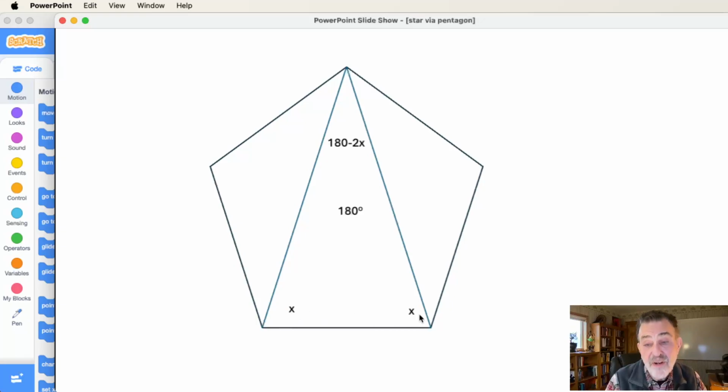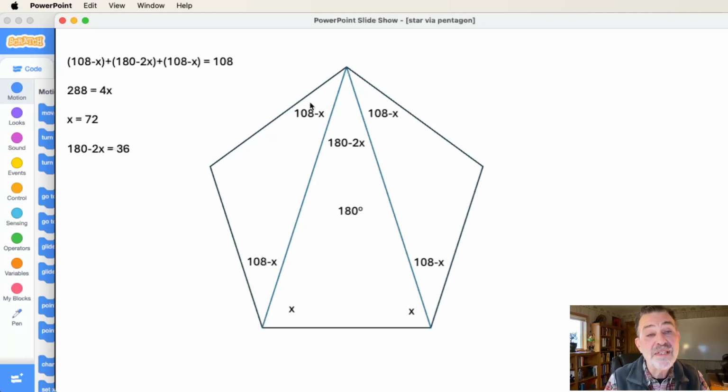Call that X. I don't know what it is yet, but I'll call it X. And if X plus X plus this angle is 180 degrees, the top one is 180 minus 2X. The other thing I know for this X is that the bottom angle, overall, is an angle of the pentagon, 108 degrees. So if this much of it is X degrees, this part must be 108 minus X. And these 2 outer triangles are also isosceles, so this angle matches this angle, and they come out to be 108 minus X for both of those.